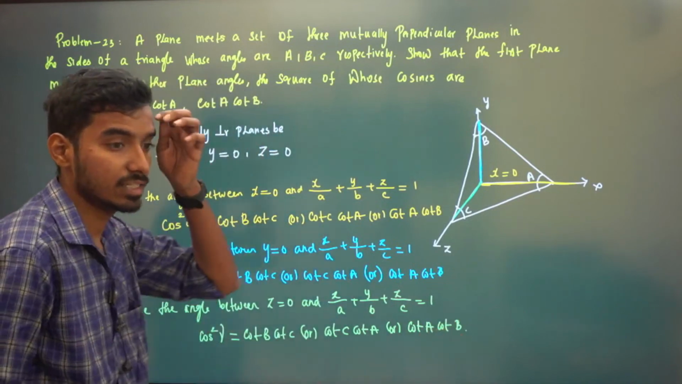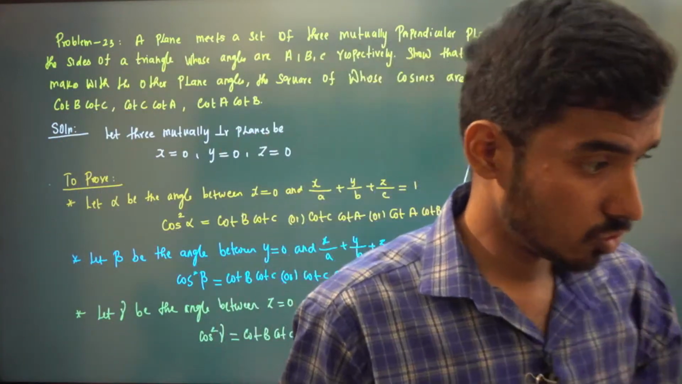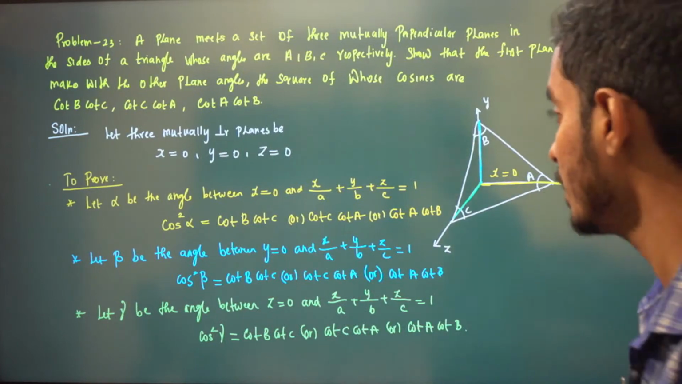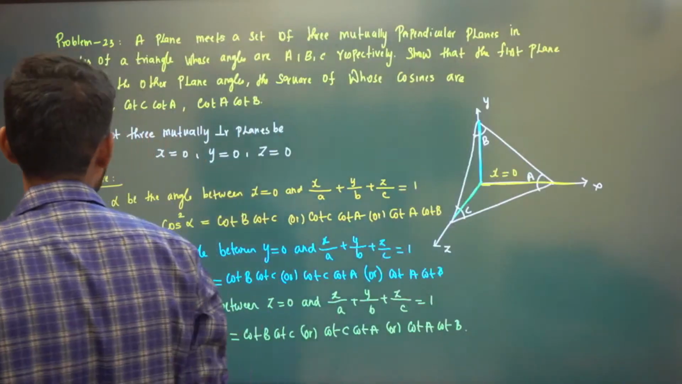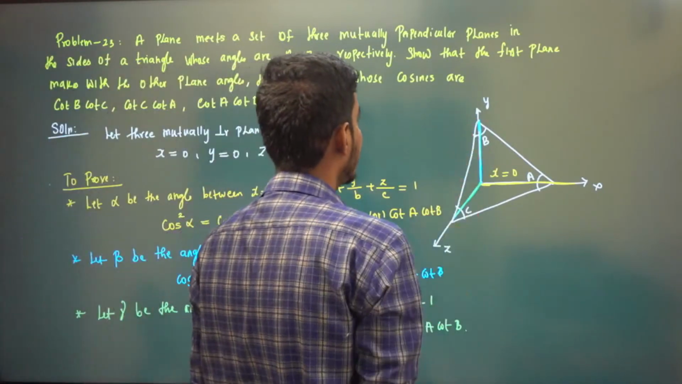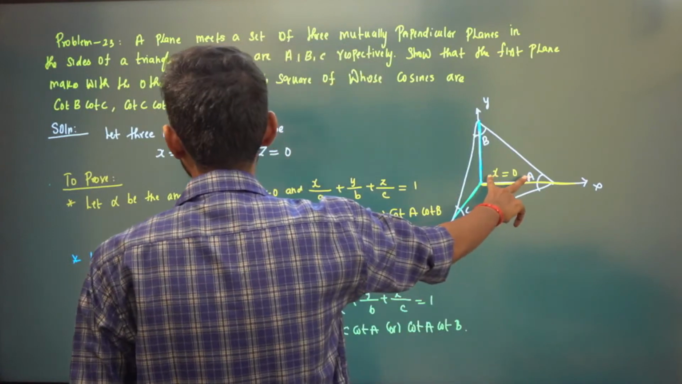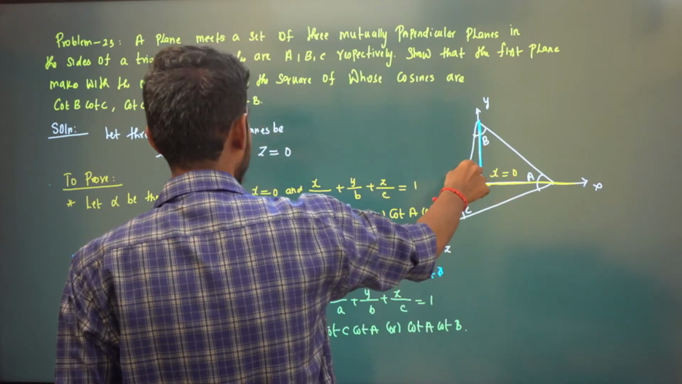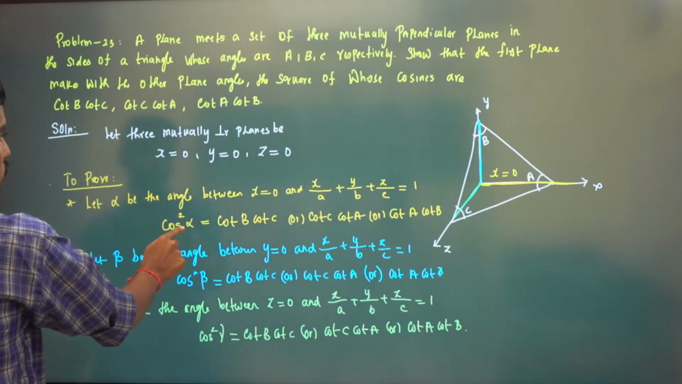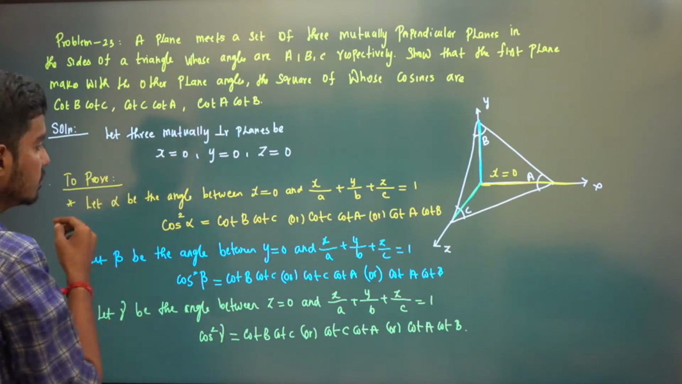Right? Understand the question? So we need to show cos square alpha is any one of these three, and the same for cos square beta. Now I'll read the question once again. A plane meets the three mutually perpendicular planes in the sides of a triangle whose angles are A, B, C respectively. Show that the square of the cosine of the angle the first plane makes with the other plane is one of these three.